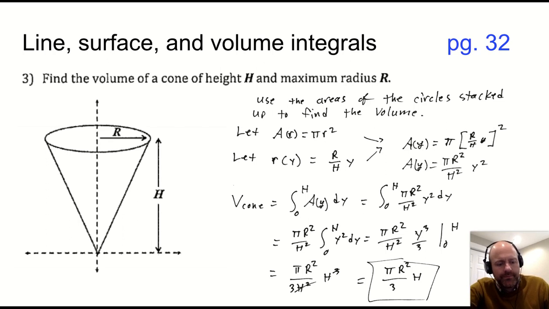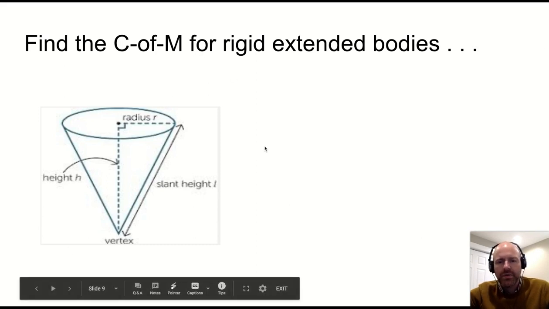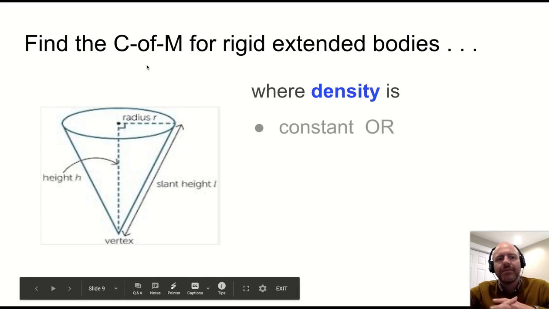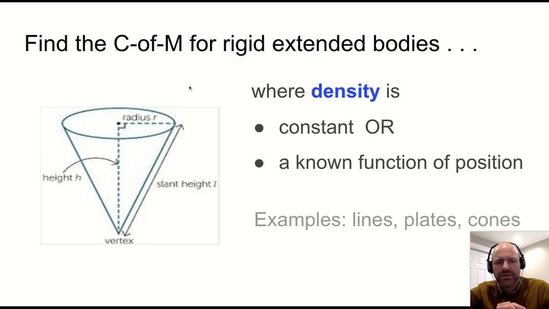Continuing on, we have the problem of finding the center of mass of this object. If we can find the volume of the object, we've done the hard work of the actual integration. Now we need to use that with what we know about finding its center of mass. If you look at this cone, it's pretty obvious that if the density is constant, or if it only depends on a known function of position, we can figure out the center of mass by adding up all these little pieces. Lines, plates, cones, etc. work on this.